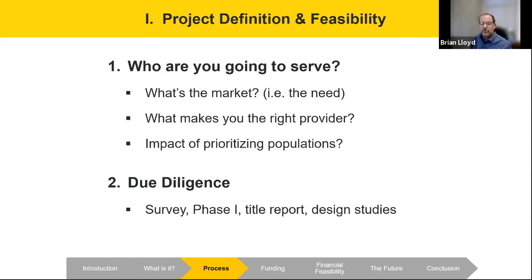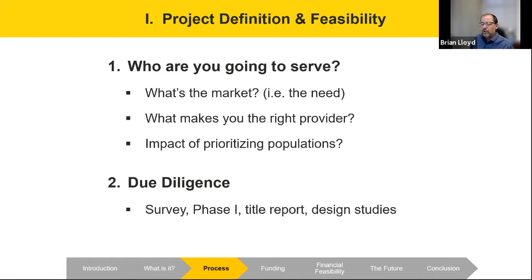You'll see as we go through that a common theme here is funding is very constrained. So the process to get funding from local, state, and federal sources is extremely competitive. So you need to make a case as to why you're the right provider to serve this particular need in this particular location.